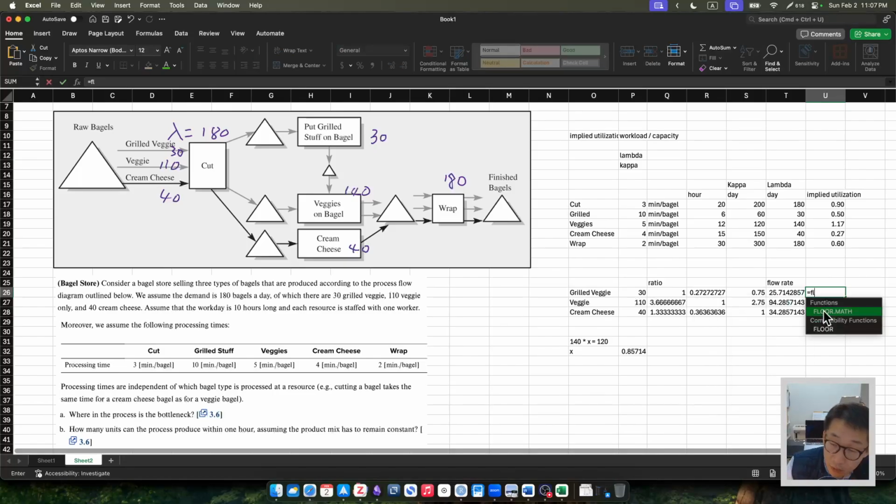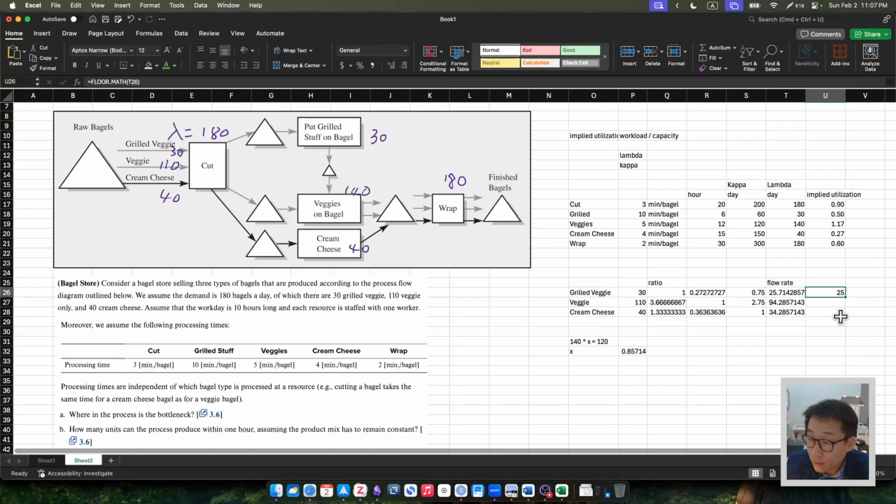Do we have a floor? I'm not sure whether this is the job. Let's see. Okay, yeah, it's taking not the next integer but the previous integer. So 25, 94, 34. They don't add up to 120, but if you take a bigger integer, it's going to exceed 120.